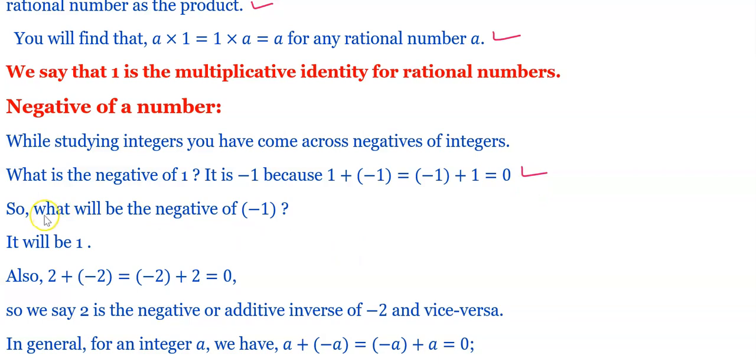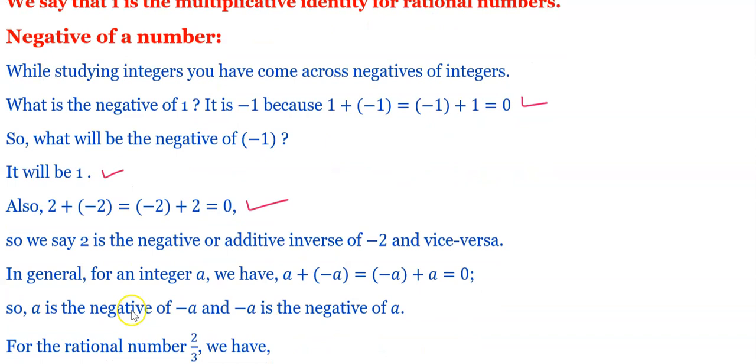So what will be the negative of minus 1? The negative of minus 1 is 1. Also 2 plus (minus 2) is equal to minus 2 plus 2, that equals 0. So we say 2 is the negative of minus 2, or the additive inverse of minus 2, and vice versa. It means the additive inverse of minus 2 is plus 2 and the additive inverse of plus 2 is minus 2.